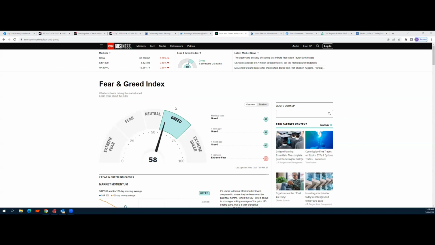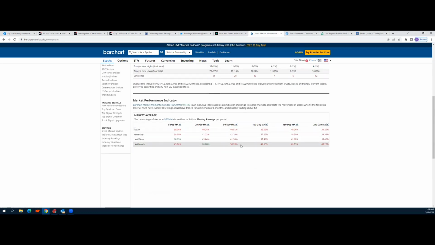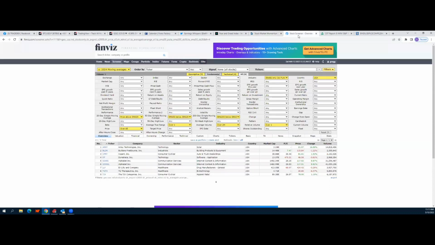As we looked at before in the weekend breakdown, the fear and greed index is still showing a slight edge to the bulls. Right here, barchart.com, market momentum. We look at the breadth of the market using the 50-day moving average. That is still below 50%, which is telling us that the breadth is still weak.